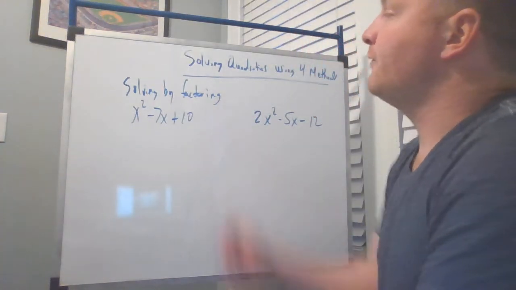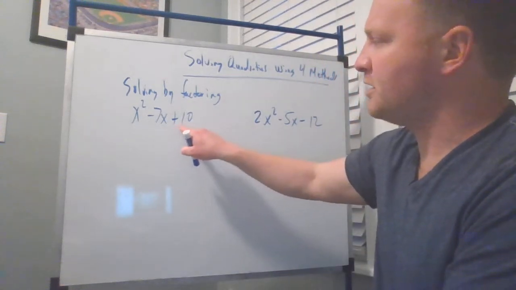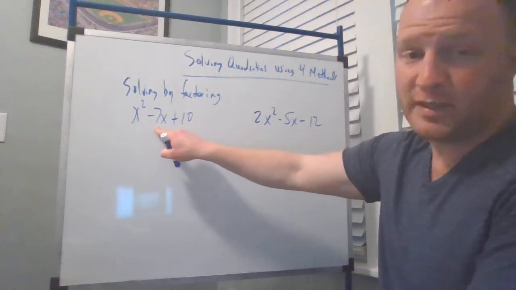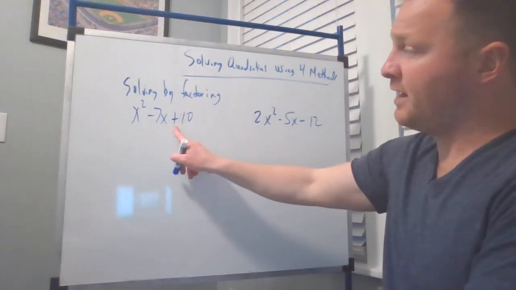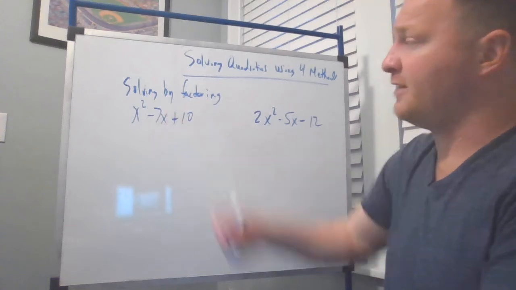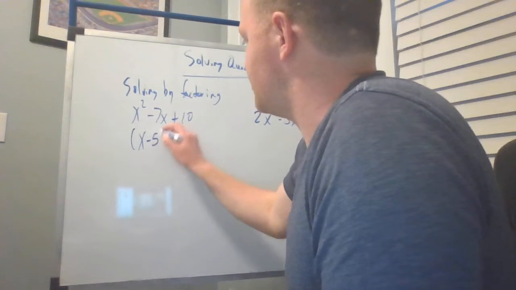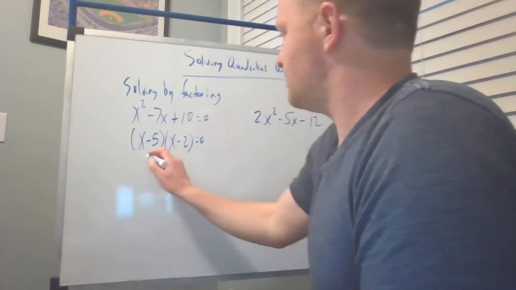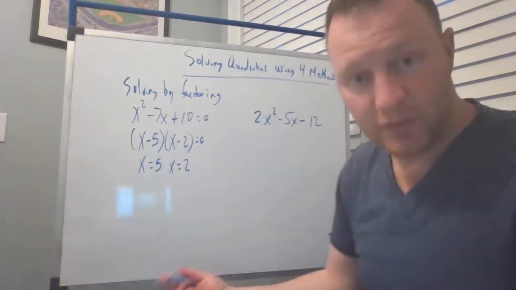So, first things first, we'll start easy with factoring. This one's rather simple. Again, you always ask yourself, what multiplies to this C term that also adds to this B term? So I know my factors are 5 and 2, and because I have a positive C and a negative B, I'm going to have a negative 5 and a negative 2. So my factors are x minus 5 and x minus 2 equals 0. So your solutions are x equals 5 and x equals 2. Those are your two solutions.